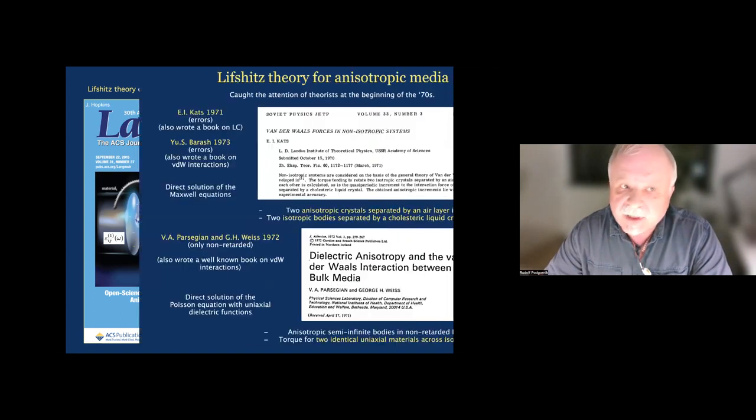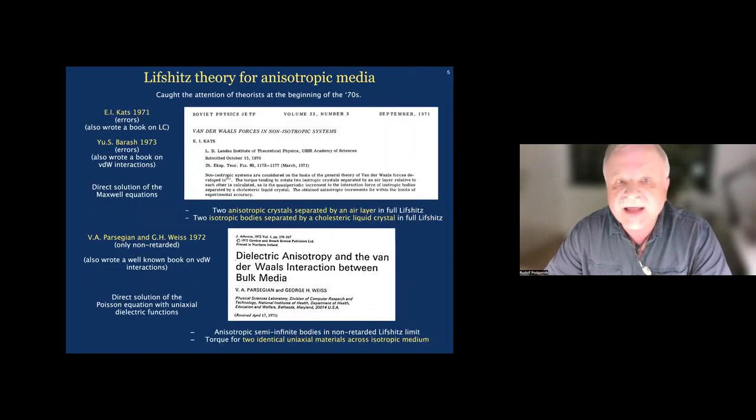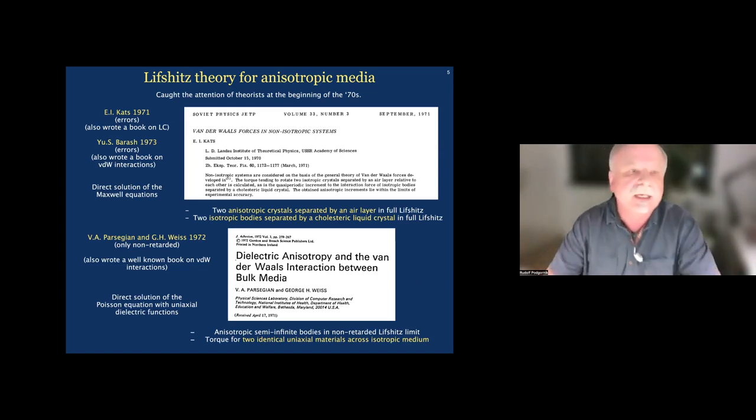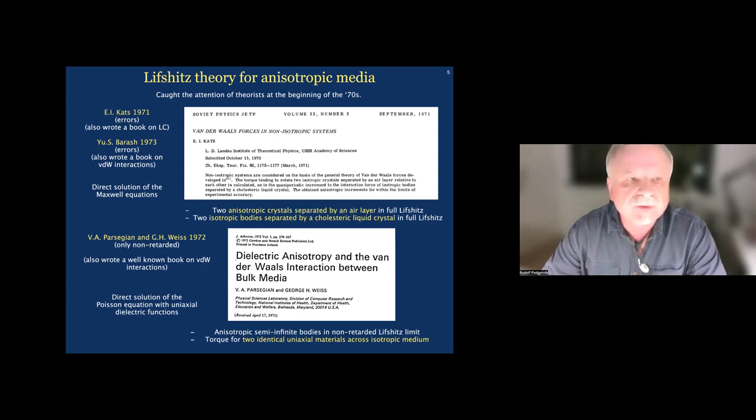So the first time people started to think about Van der Waals torques was in the early 70s, and Yefim Katz was the first, actually, as far as I know, as far as I was able to find. He was the first to formulate a theory of Van der Waals interactions in non-isotropic systems and showed that if a dielectric response function is a tensor, that would lead in general to torques between macroscopic bodies.